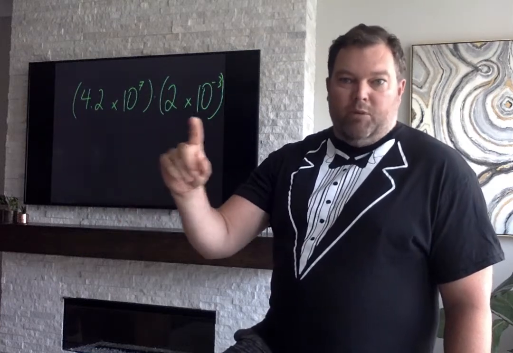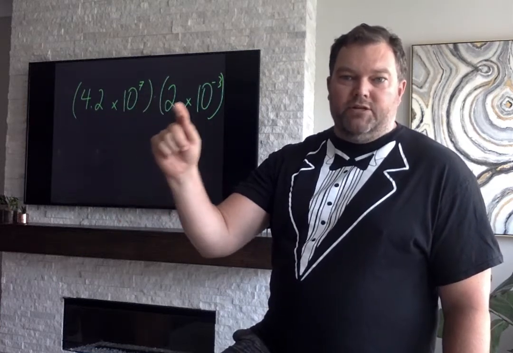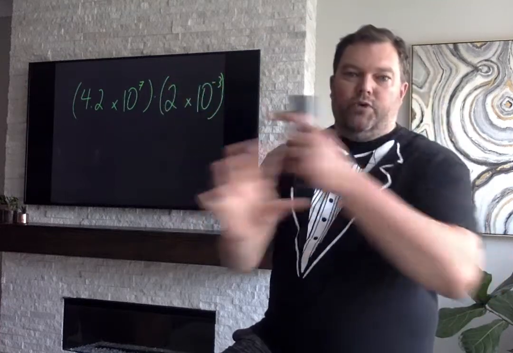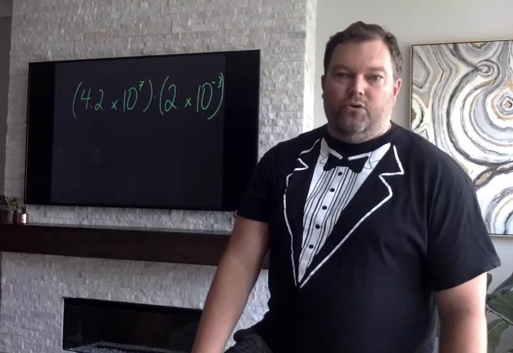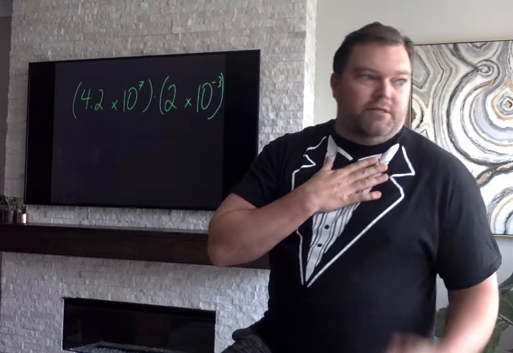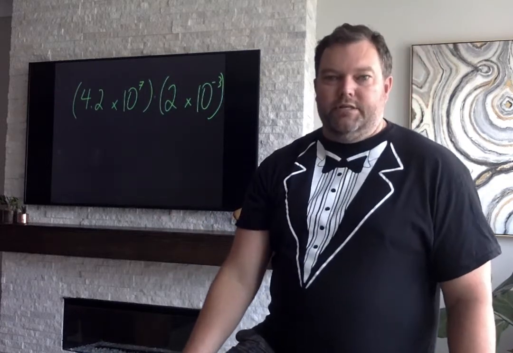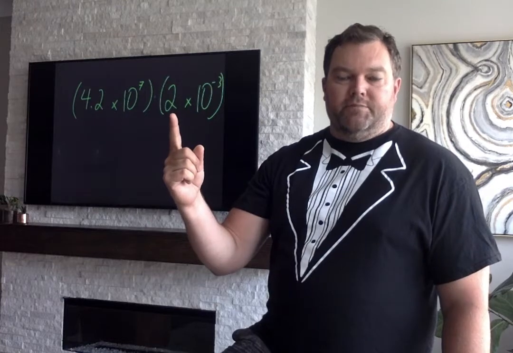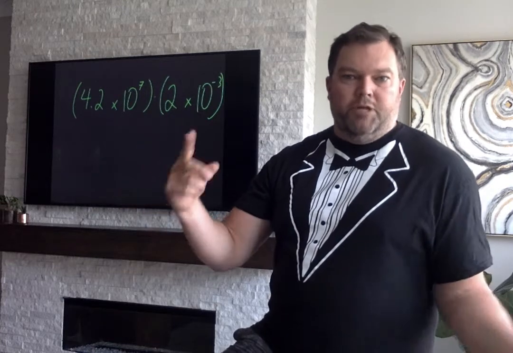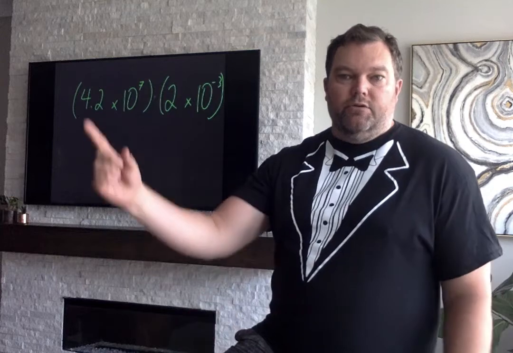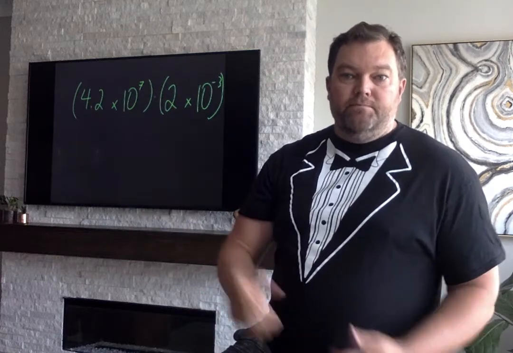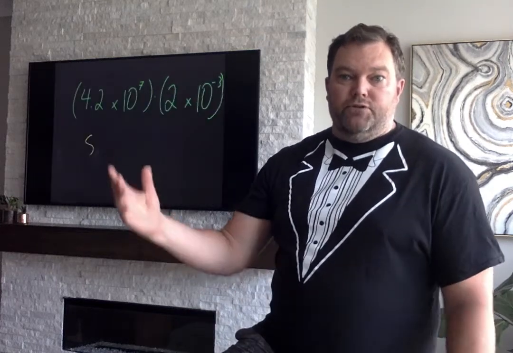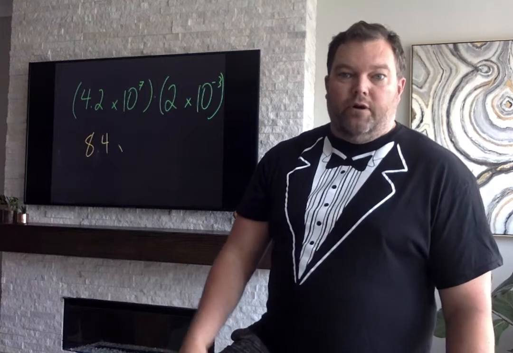It's just multiplication. So if there's multiplication between everything, we can reorder it and do it in whichever order we want. So what I think is going to be easiest, and what you all should think is easiest as well, is multiply the 4.2 times the 2, because those are just numbers. They aren't exponents or anything. So 4.2 times 2 is 8.4. So that's the first thing I would write down, 8.4.